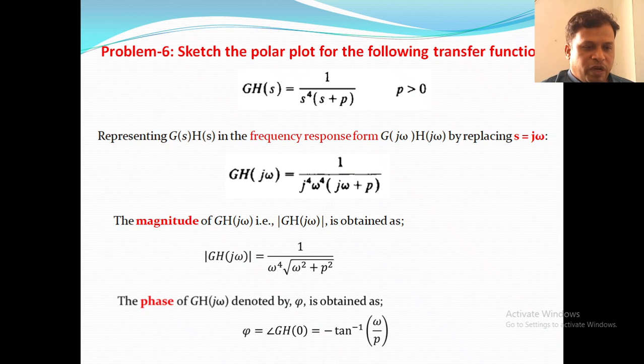If you substitute the jω value, the magnitude and the phase should be calculated at the first step. You find the magnitude by square rooting, and after square rooting you will get the reciprocal, 1 by omega power 4 into square root of omega square plus p square. The phase of G(jω)H(jω), denoted by phi, is obtained as the angle of GH, at an angle of 0, which is minus tan inverse omega by p. This is the calculation of phase. So, we are calculating the magnitude as well as the phase.